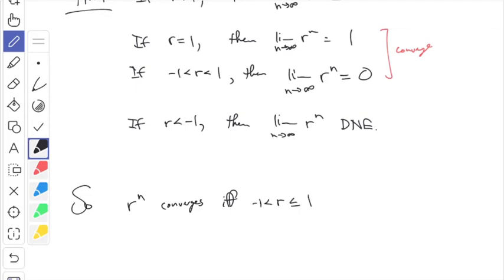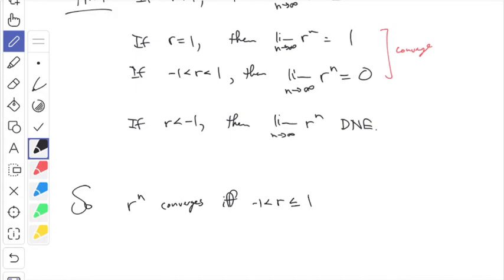Minus 1 less than r less than or equal to 1. In that case, it converges. And for all of those r's, it converges to 0, except when r equals 1, it converges to 1. All right? That's what the theorem says. What do we say if r equals negative 1? If r equals negative 1, it diverges.